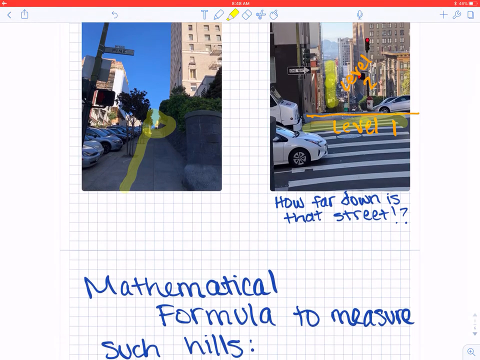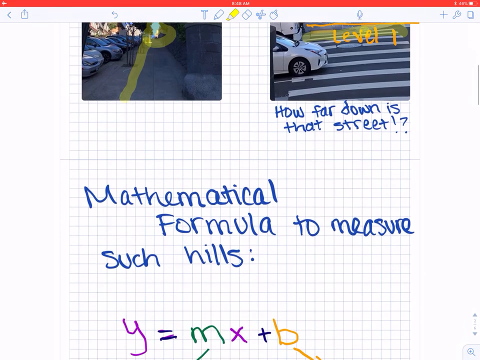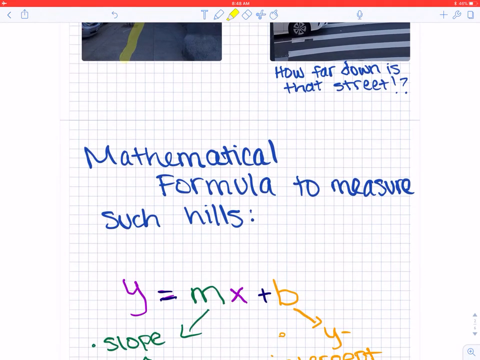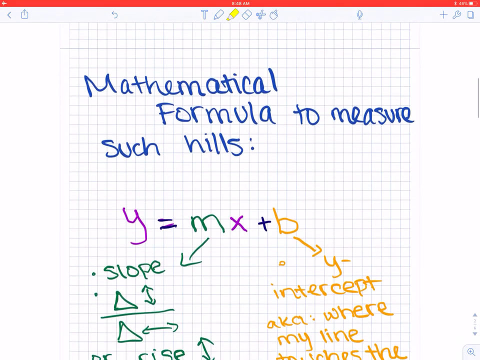So there's a mathematical formula that we use for this, and it's also used on ski slopes, snowboard slopes, any mountain that we're talking about. And we call this slope formula, or y equals mx plus b. Don't ask me why. This is how the mathematicians named it. So our m is our slope.